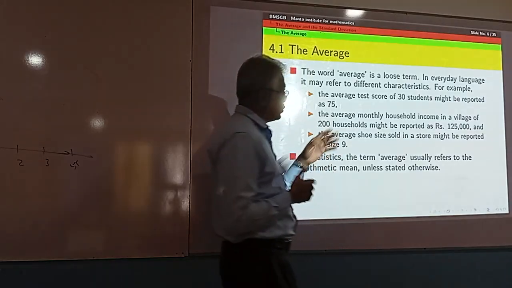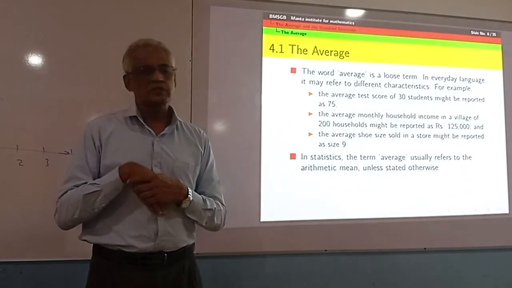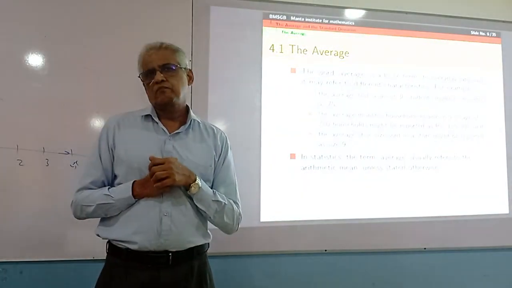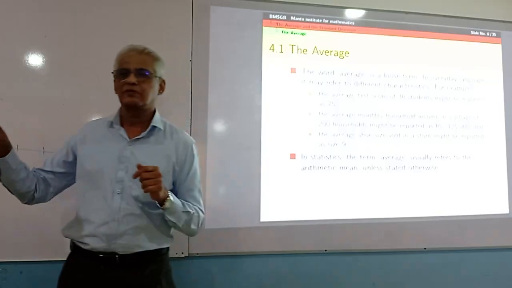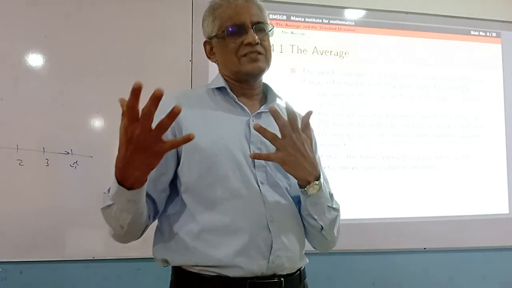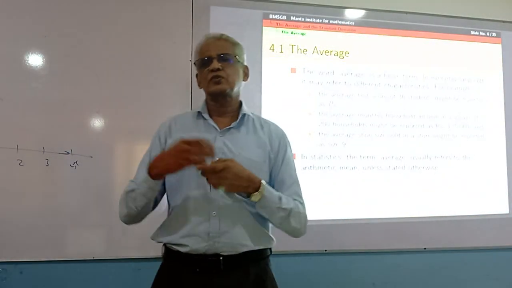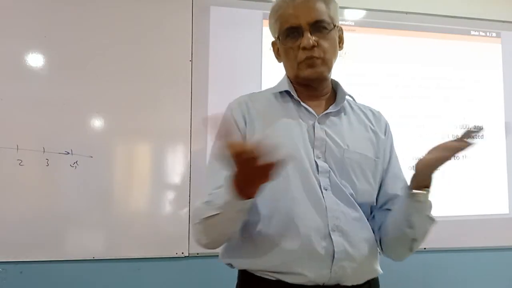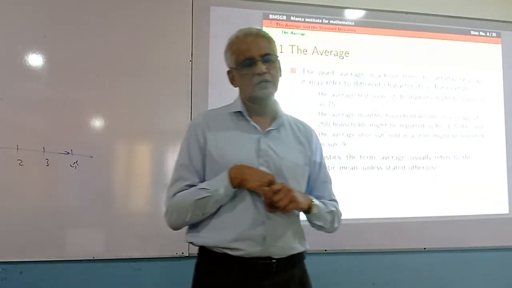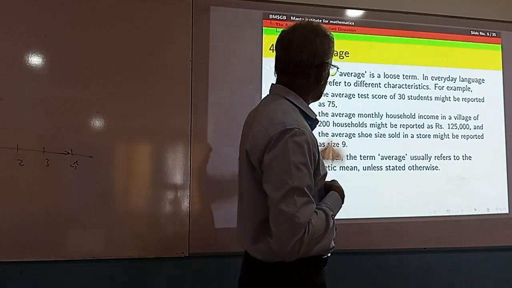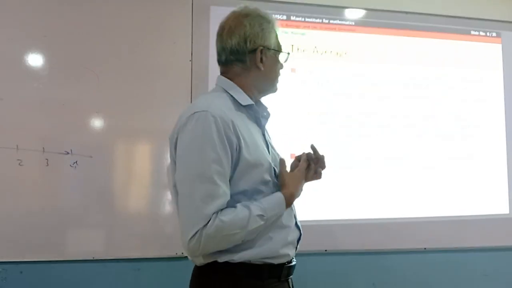If a shoe store says that the average shoe size sold in the store is, say, size 9, that definitely is not the arithmetic average. Nobody just counts the numbers and then finds out. This is just day-to-day life. Most of the time they mean most of the shoes that are sold are going to be size 9. That's what they mean by average. The mode. So you can see that in these three situations, average means three different things: arithmetic mean, median or mode.